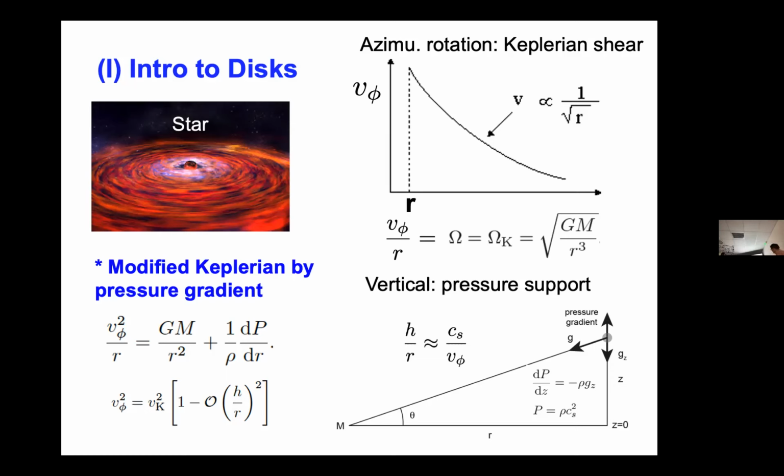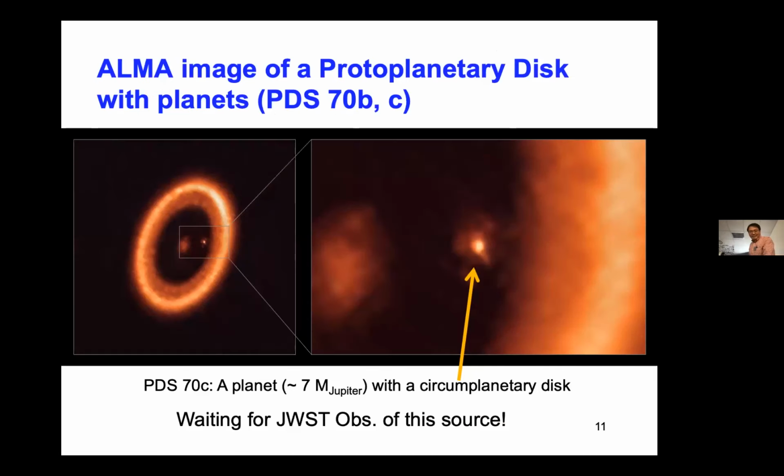The dust moves at Keplerian speed, the gas moves slightly sub-Keplerian, so dust always feels a headwind. Then they lose angular momentum, and they head towards their star very quickly, which is another problem.